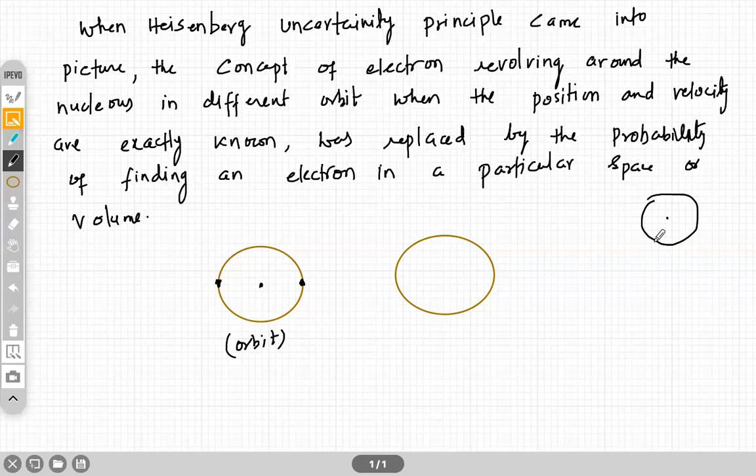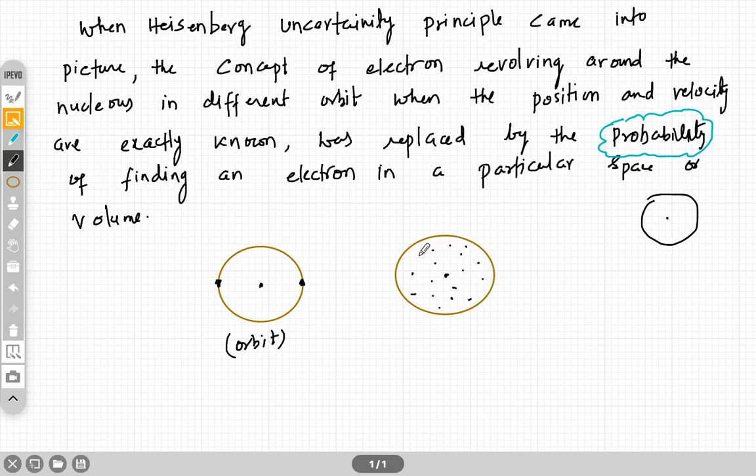So the certainty converts into probability. After Heisenberg, we started talking about the probability of finding an electron. We don't talk about certainty now. This is the three-dimensional space, and in this space we can say the probability of finding an electron is maximum. This was the biggest achievement of this theory. We are not talking about a pinpoint location of an electron, but about a volume in which the probability of finding an electron is maximum. What is this? This is a three-dimensional space or volume, 3D space.